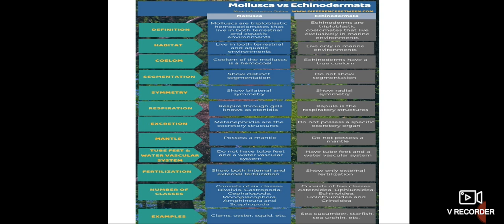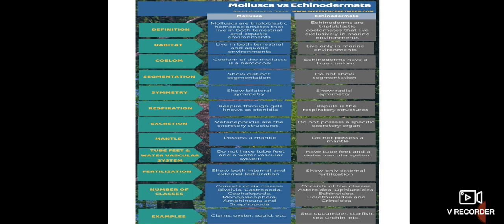Mollusca and Echinodermata: differences. Molluscans are triploblastic. Echinoderms also, even though triploblastic, have a true coelom, whereas molluscans have a hemocoel. Molluscans are both terrestrial and aquatic, whereas echinoderms live only in marine environment. Molluscans show segmentation, whereas echinoderms have no segmentation. Molluscans have bilateral symmetry, whereas echinoderms show radial symmetry.